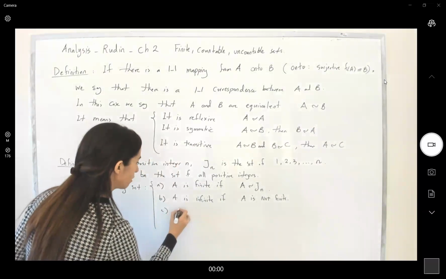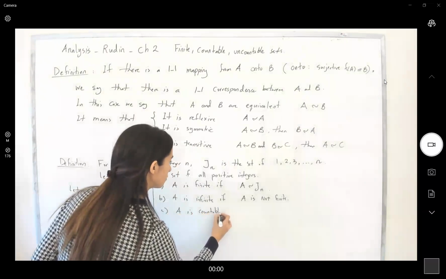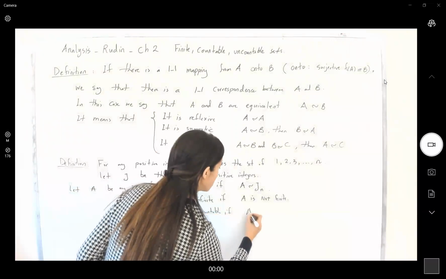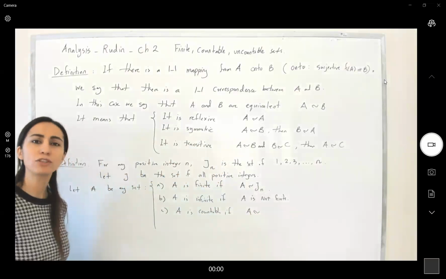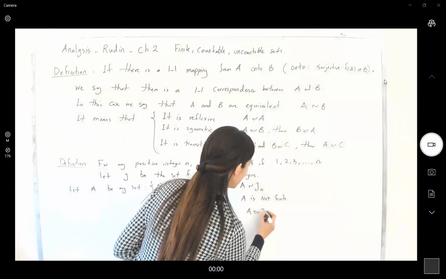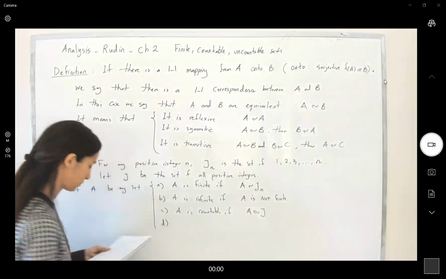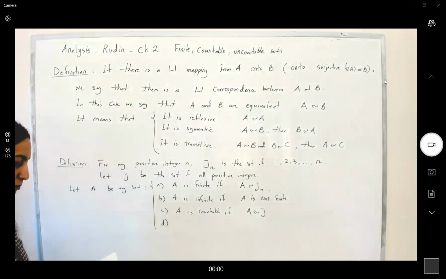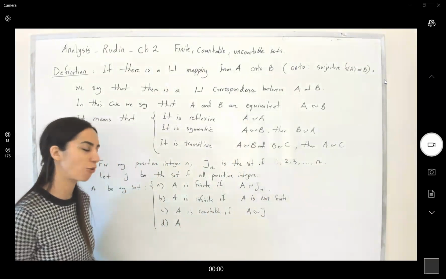C) We say that A is countable if A has a one-to-one correspondence with J. And D) A is at most countable if it's either finite or countable.